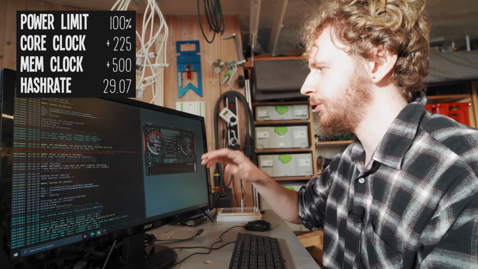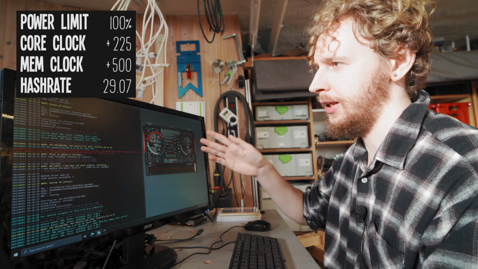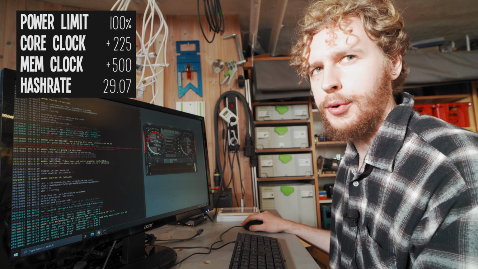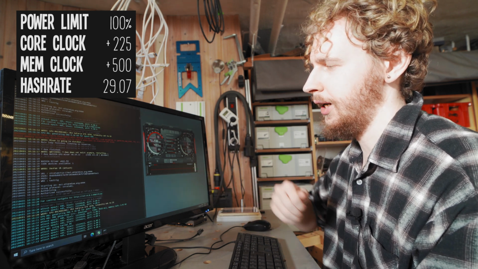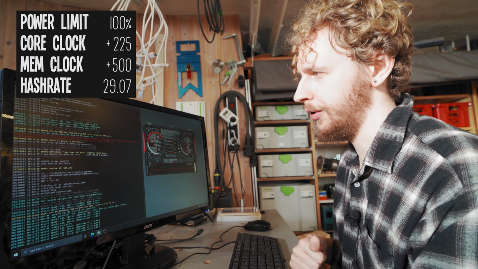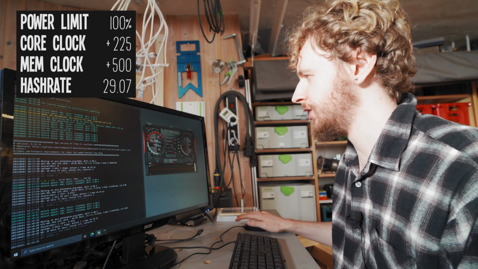So what I do is I do jumps of 25, and then once I get a crash, I dial it back by 50, and that's for core clock. So right now I'm just gonna wait for it to settle back at the hash rate we were getting before the crash, and then let's move on. All right, so it seems to have settled in at 29.07 megahash a second.